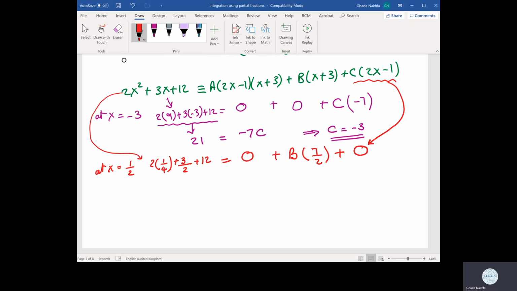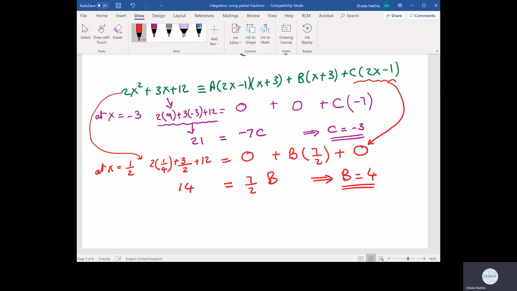Okay, so 2 over 4 is 1/2, plus 3 over 2, 4 over 2, so plus the 12, so that would make 14 equals 7 over 2b. You can divide both sides by 7, or you can multiply the 14 by 2 and then divide by 7. So in this case, b must be equal to 4.